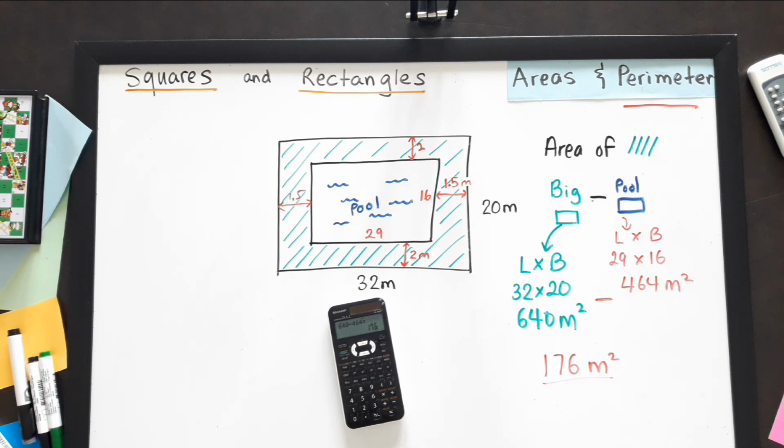Alright guys, so I think this was a lot of examples on squares and rectangles. In my next video, I'm going to do circles. Everything you need to know about areas and perimeters of circles.